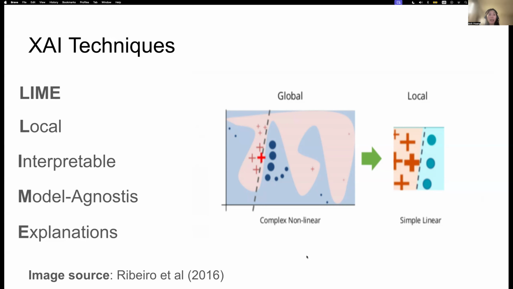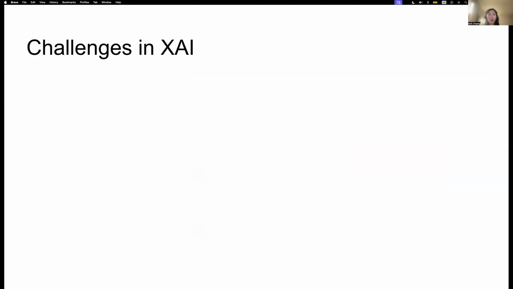Even though XAI is very helpful, it still faces a lot of challenges. Let's go over a few. The first one is performance versus interpretability. Highly accurate models like deep learning can be very complex and difficult to interpret. Simpler models are easier to explain but may not perform as well.